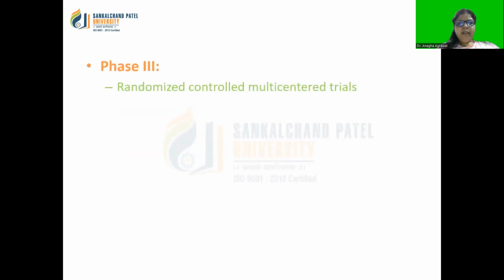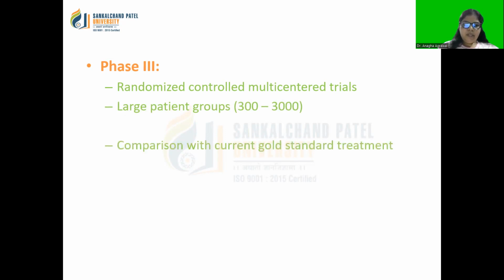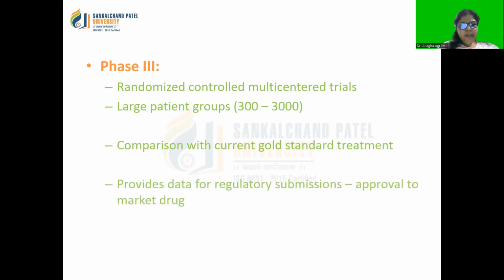Phase 3, where randomized controlled multicenter trials are done. So this was done in a small group of people. Now in phase 3, you actually generalize the study and multicenter trials are done. Large patient groups like 300 to 3000 patients are assessed. Comparison with a current gold standard treatment can be done and provides data for regulatory submission approval to market.